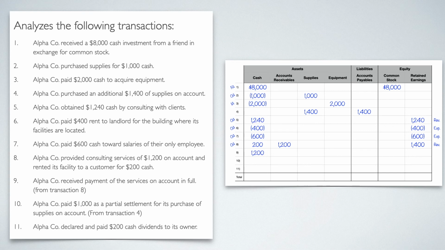So we have $1,200 under cash, positive. And we're not going to put this under retained earnings as a revenue because we've already recorded it as a revenue. It's already under revenue, under retained earnings in transaction 8. So we don't want to record it as revenue twice. So where do we have to go with this?